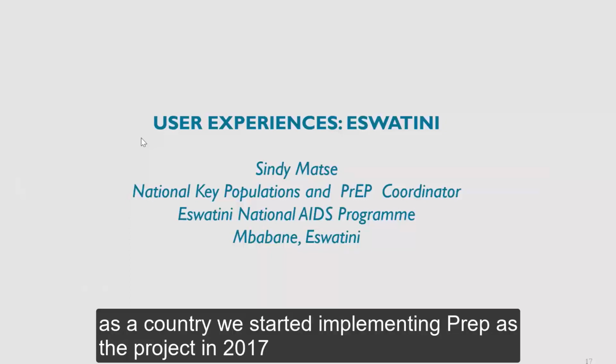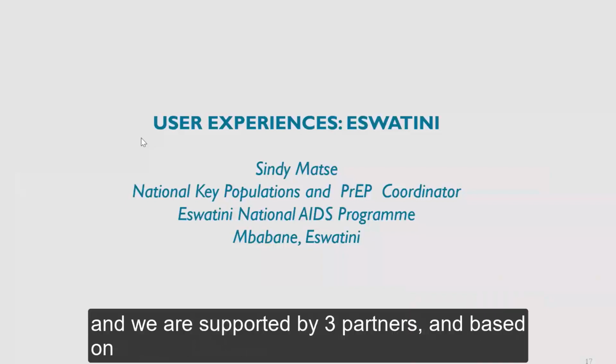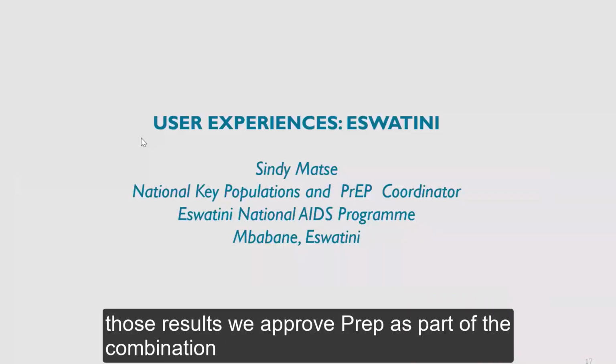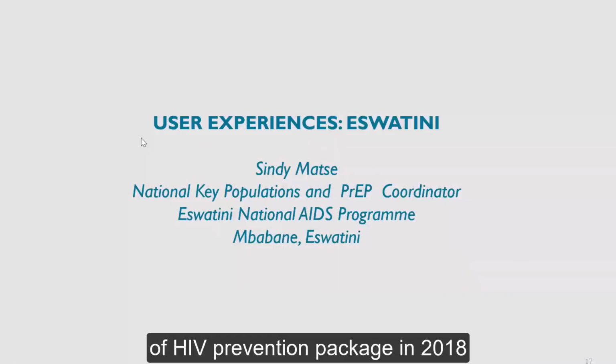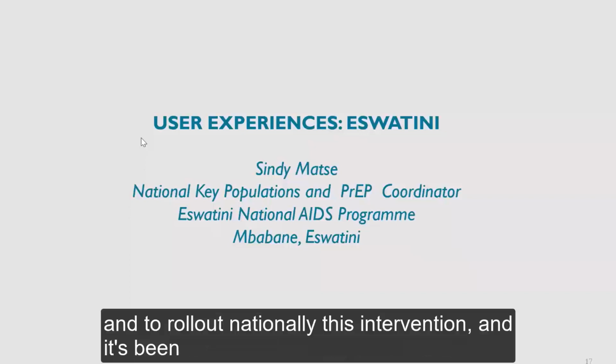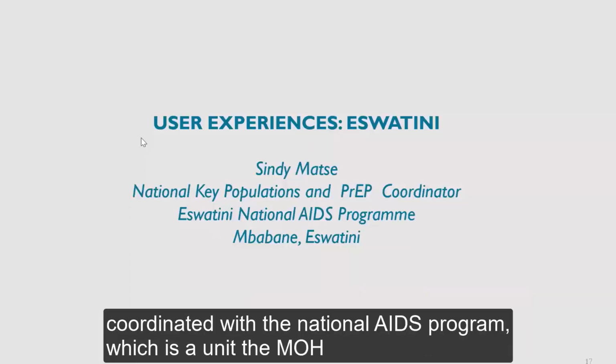As a country, we started implementing PrEP as demonstration projects in 2017, supported by 3 partners. Based on those results, we approved PrEP as part of the combination HIV prevention package in 2018. We were to roll out this intervention nationally, and it's being coordinated within the National AIDS Program, which is a unit within the Ministry of Health.